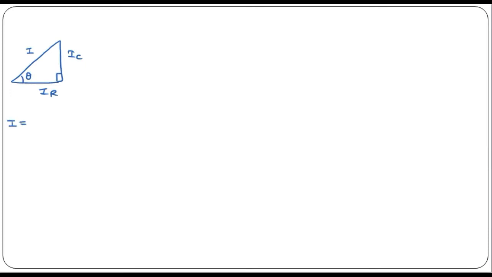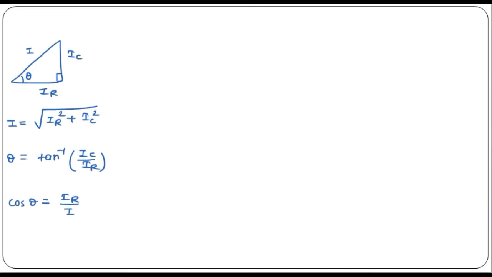So this total current I is given by square root of IR square plus IC square, and theta angle is given by tan inverse of IC by IR, and the power factor is cos theta. So base is IR by total current. So here, what is in the circuit? A capacitor is present, so the power factor will be leading in nature. Okay, now let us draw the admittance triangle.